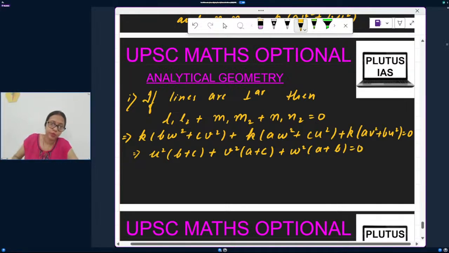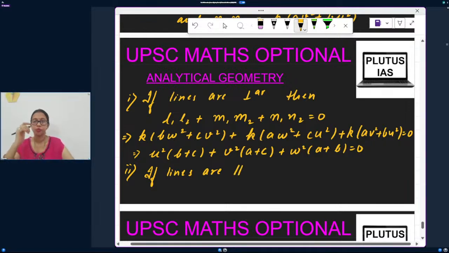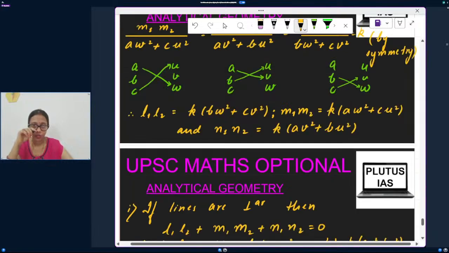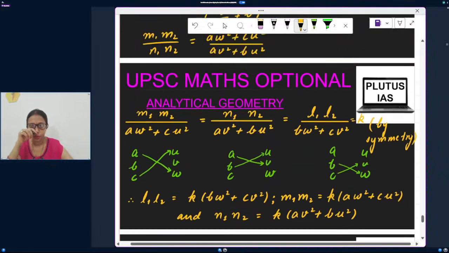Okay. Number two, if lines are parallel, what will happen if lines are parallel? Let's go back to equation number two.